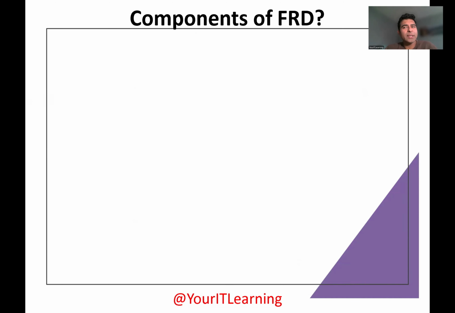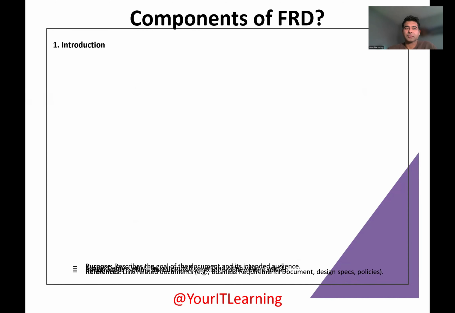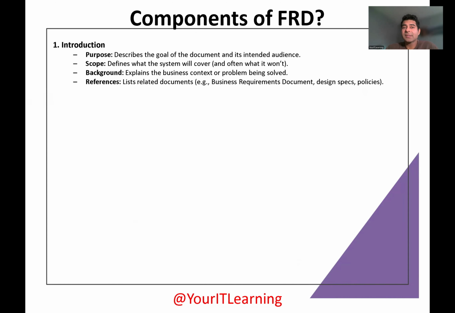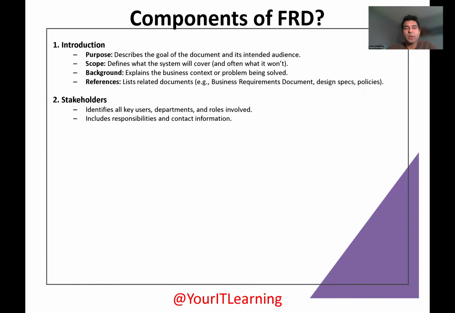Now let's talk about what are the components of FRD. Purpose: it describes the goal of the document and its intended audience. Scope: it defines what the system will cover and often what it won't. Background: it explains the business context and the problem being solved. References: it lists related documents, BRD, design specs, policies. Stakeholder: it identifies all the key users, departments, and roles involved. It includes responsibility and contact information.